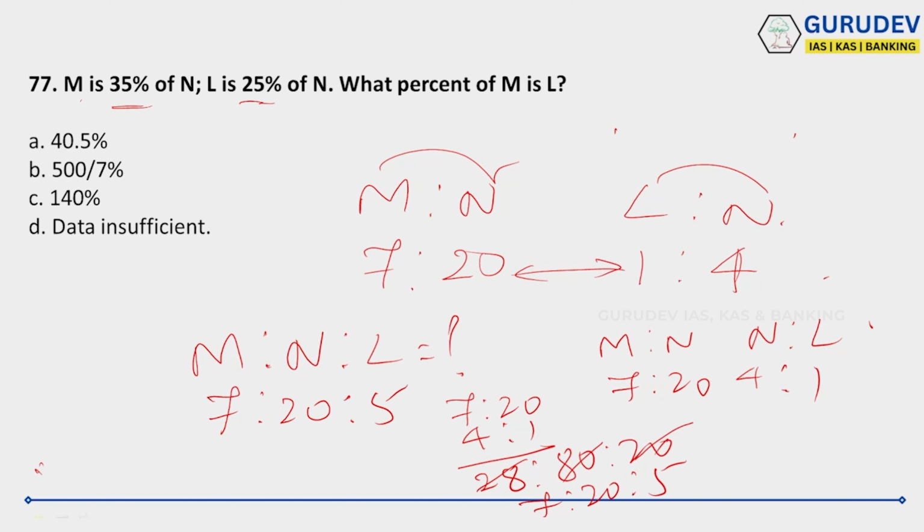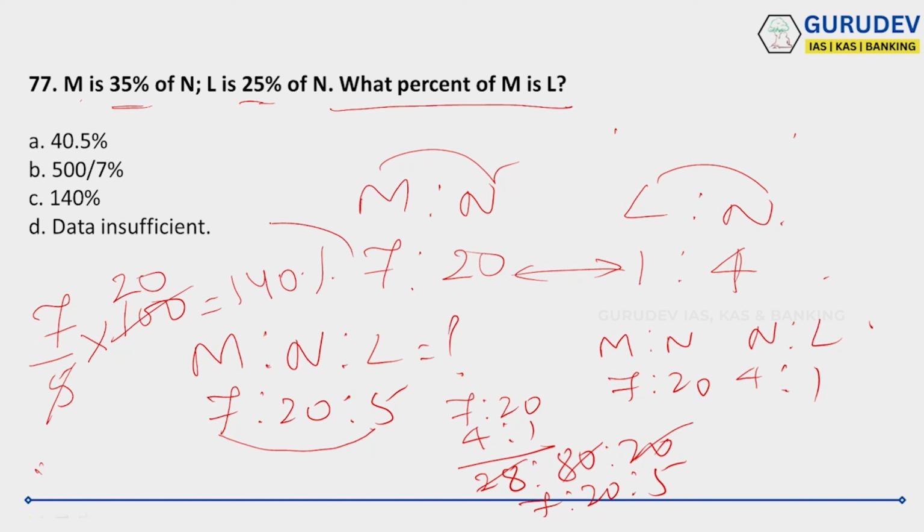Okay, what is he asking? What percent of M is L? M is what percentage of L? It is nothing but 7 is what percentage of 5. If you want the percentage, multiply by 100. Now if I divide this, 5 ones, 5 twenties. So the answer will be 140 percent. Option C will be the right answer.